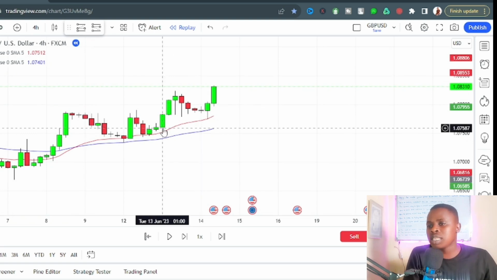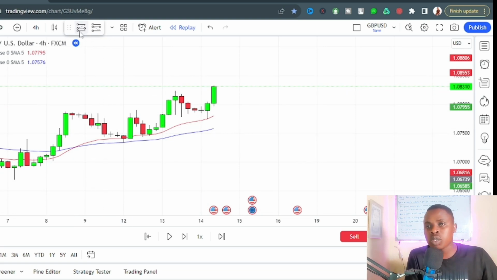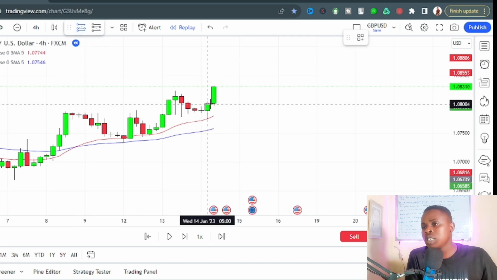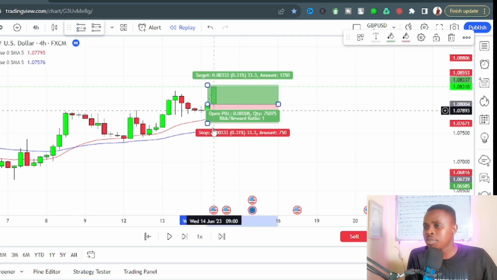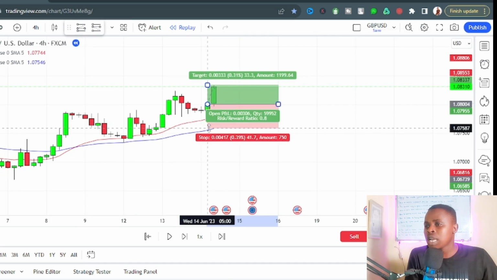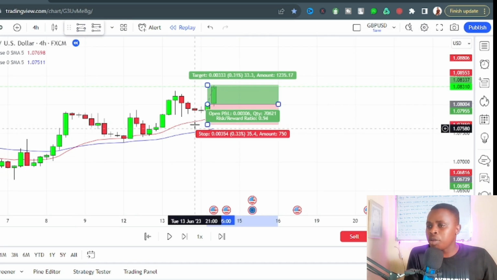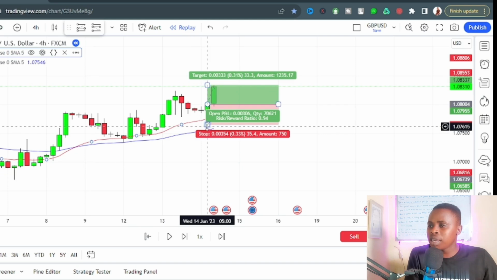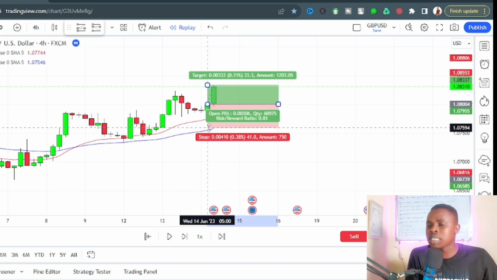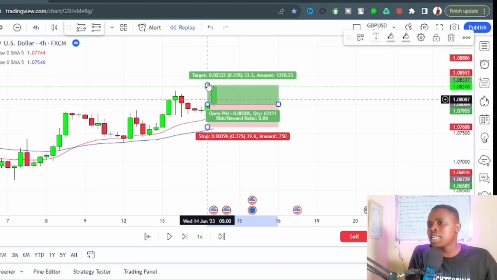So when you see the 21 being above the 50, and we see the market rejecting on the 21, the next thing we want to do is place our buy order on the close of that candle that has been rejected, and we are going to put our stop loss below the 21 EMA, and we want to add some pips. Don't just put it right on the 21 EMA, add some pips, and then use your stop.